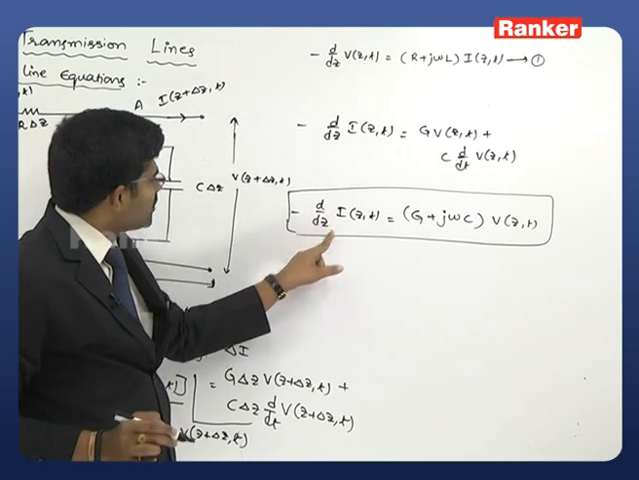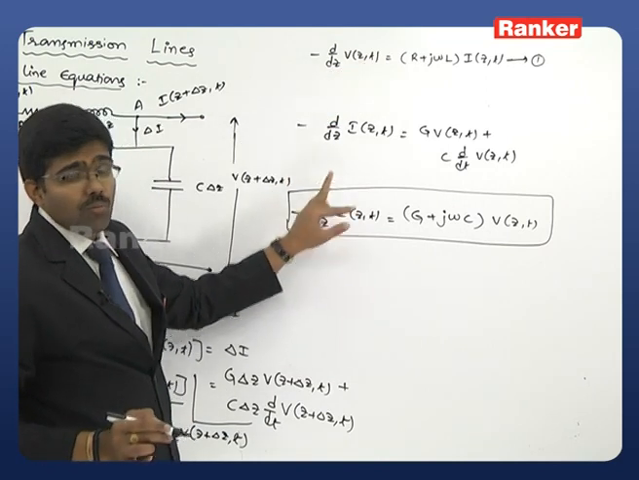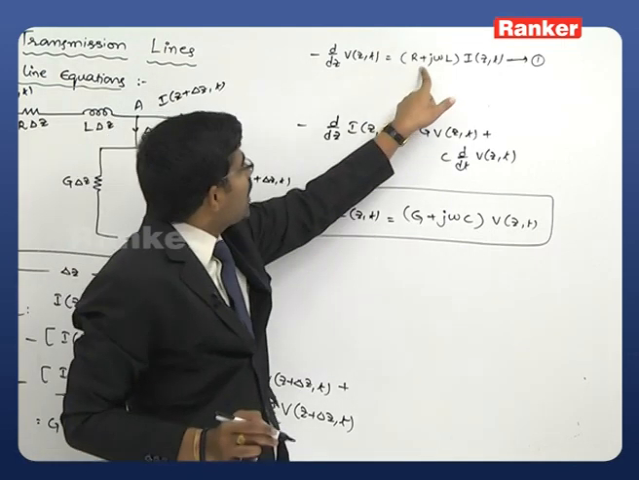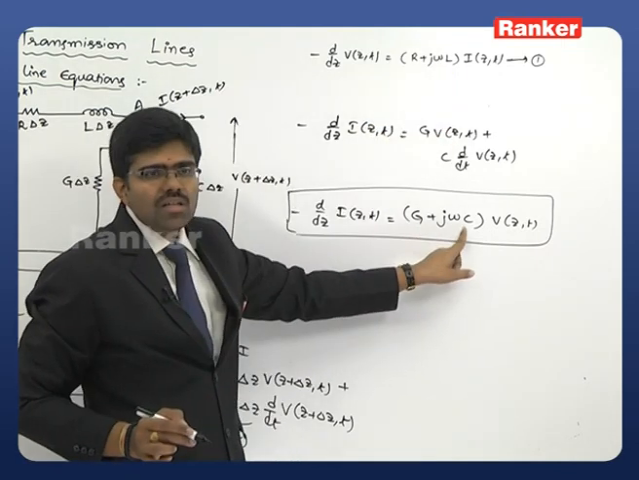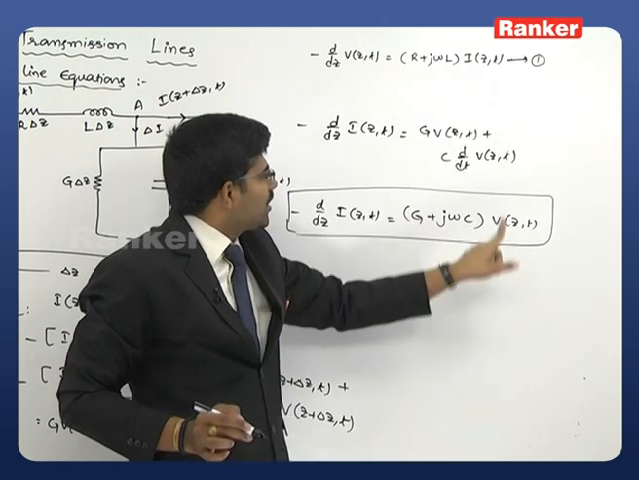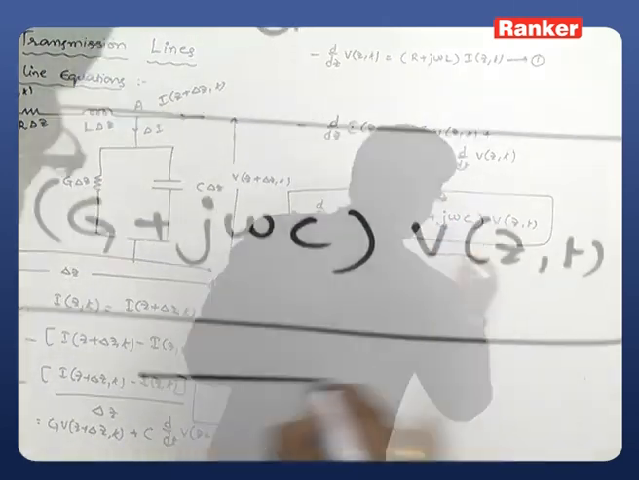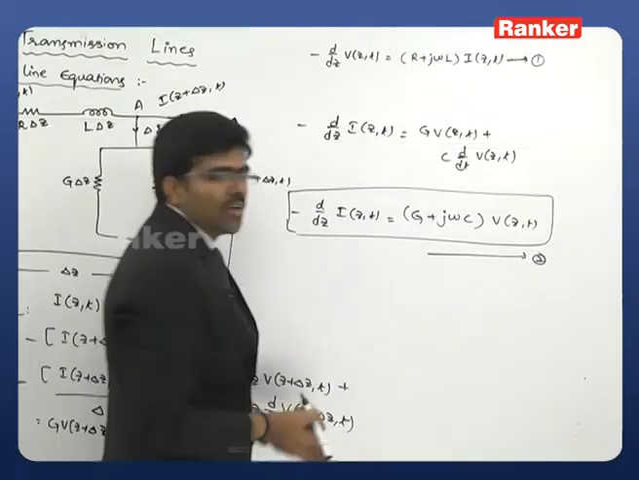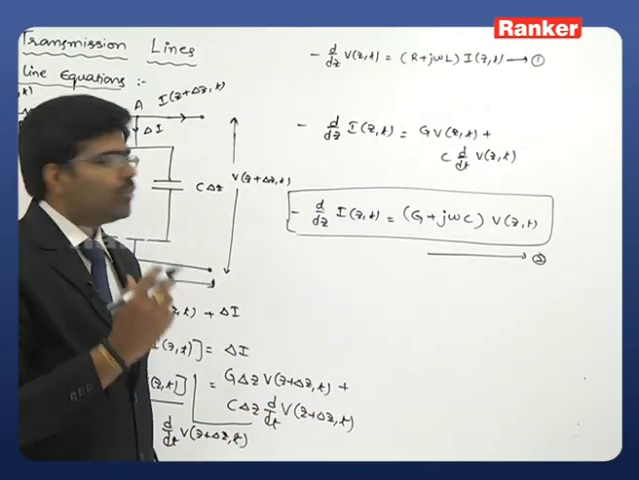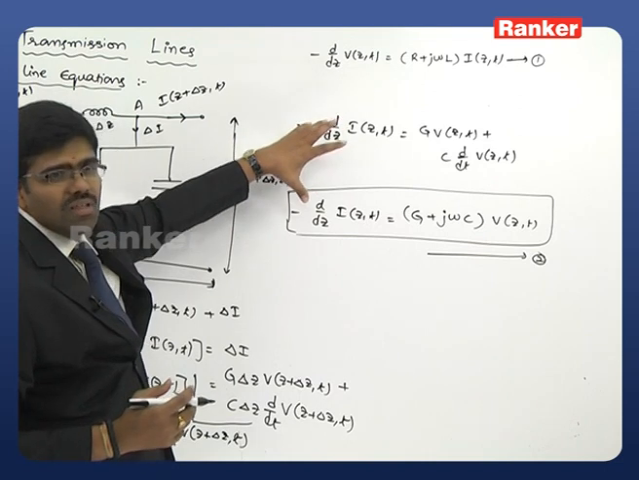Here it is minus d by dz of I of z comma t. Similar form, voltage and current were swapped. Here it is R plus j omega L. Here it is G plus j omega C. I of z comma t, V of z comma t. So using these two equations, take this one as equation 2. Using these two equations, easily we can obtain the wave equations.